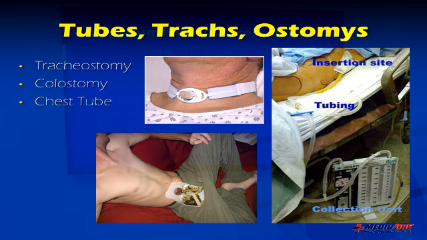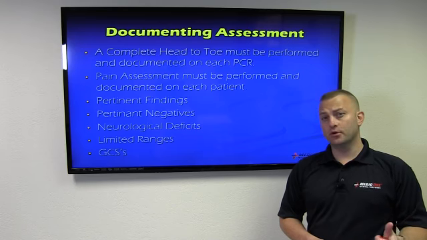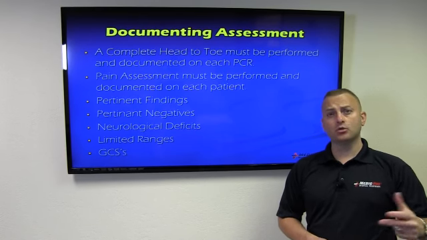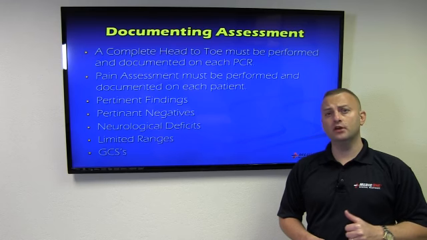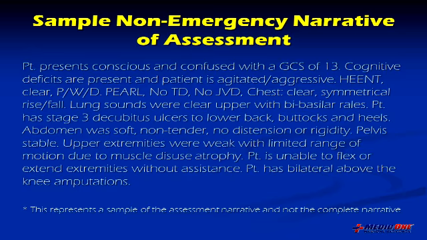So when documenting patient assessments, we need to be documenting the complete head to toe. We're looking for the pertinent findings, the pertinent negatives, we're looking for neurological deficits, we're looking for limited range of motion, decreased muscle tone, and the Glasgow Coma Scale. Here's a sample non-emergency assessment that you could document in your narrative. Patient presents conscious and confused with a GCS of 13. Cognitive deficits are present and the patient is agitated and aggressive.